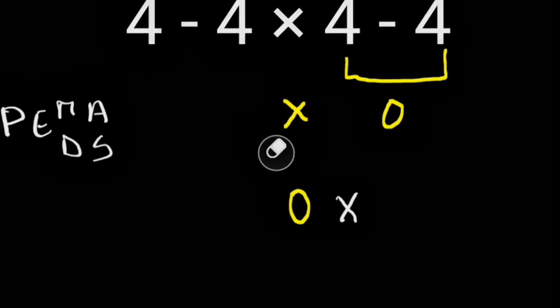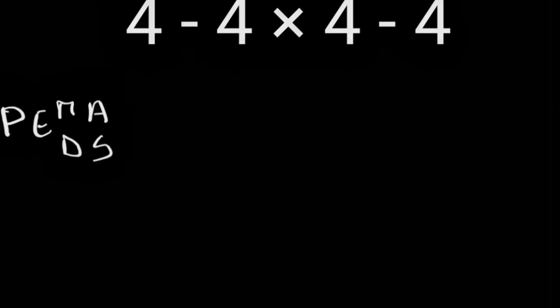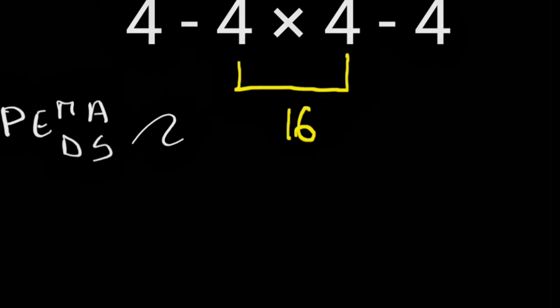So we're going to erase this and take the correct answer. That is, we start with the multiplication. 4 multiplied by 4 is equal to 16. Now we're going to copy this and this. So we take this now here: 4 minus 16 minus 4.